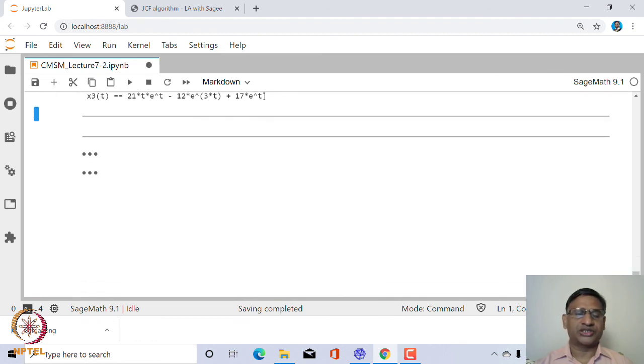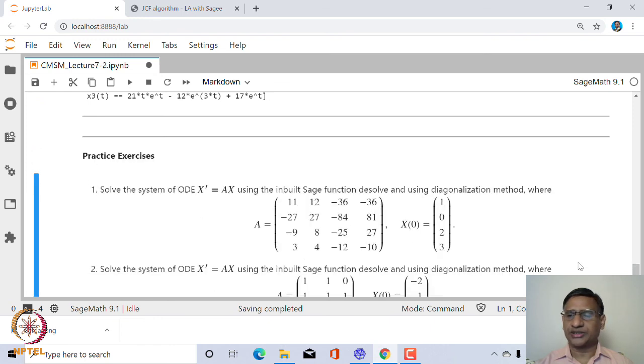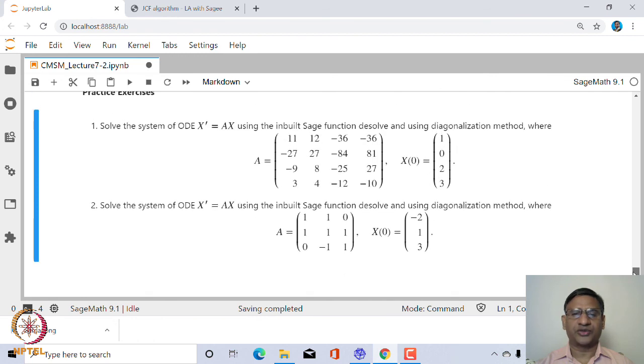So let me just leave you with a couple of exercises. One is solving this system of ordinary differential equations. This is 4 equations in 4 variables. In both these cases, you should try to solve this system using the inbuilt function desolve underscore system, and also use this diagonalization method. So if it is diagonalizable, you can use the diagonalizability of A. If it is not, you have to use the Jordan canonical form, right.